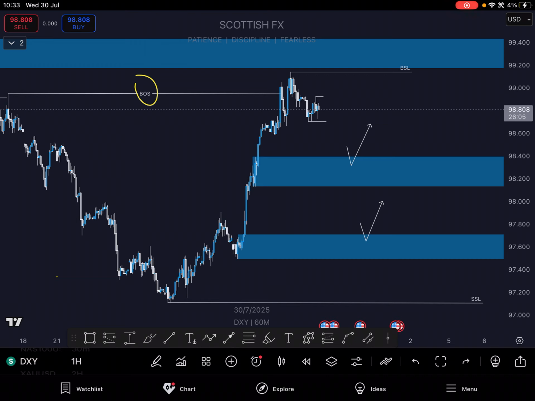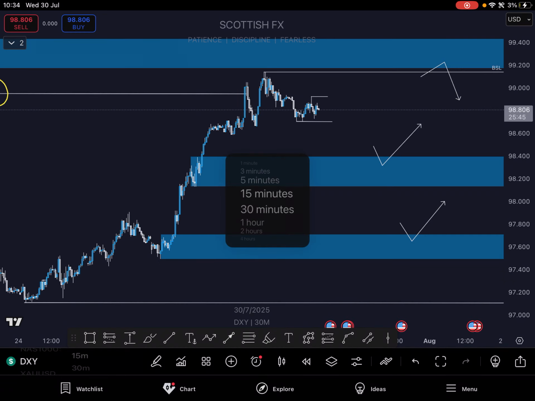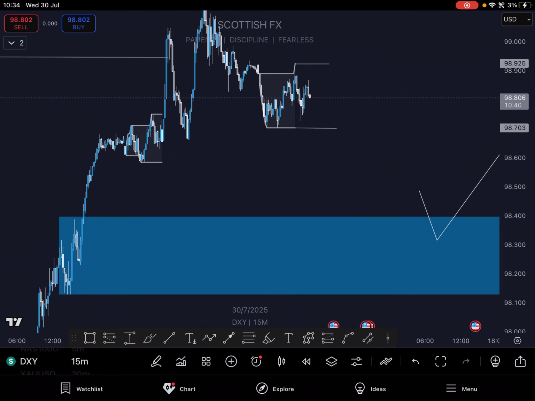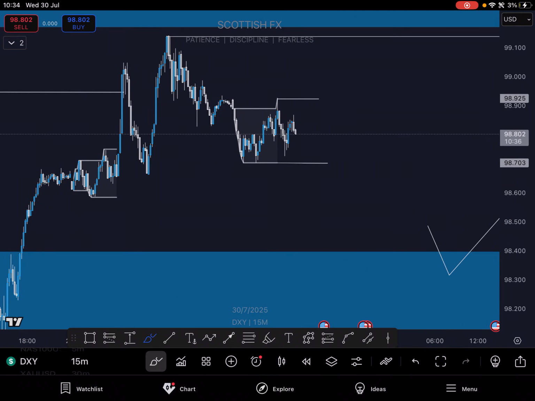So that's what I'm expecting when it comes to DXY this week. If it comes toward this order block, I'm expecting to look for selling opportunities toward the downside. So now let's go to the 15 minutes time frame and see what power of 3 we have for us today. If we move to the 15 minutes time frame, you can tell now I have this box. This box is representing power of 3.